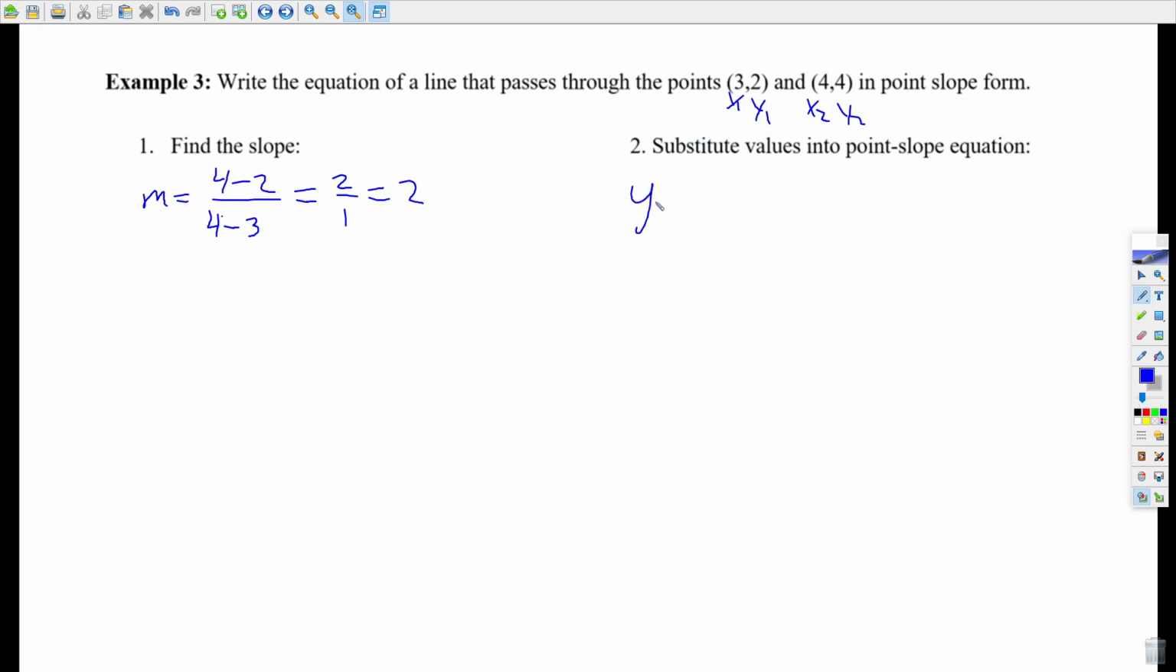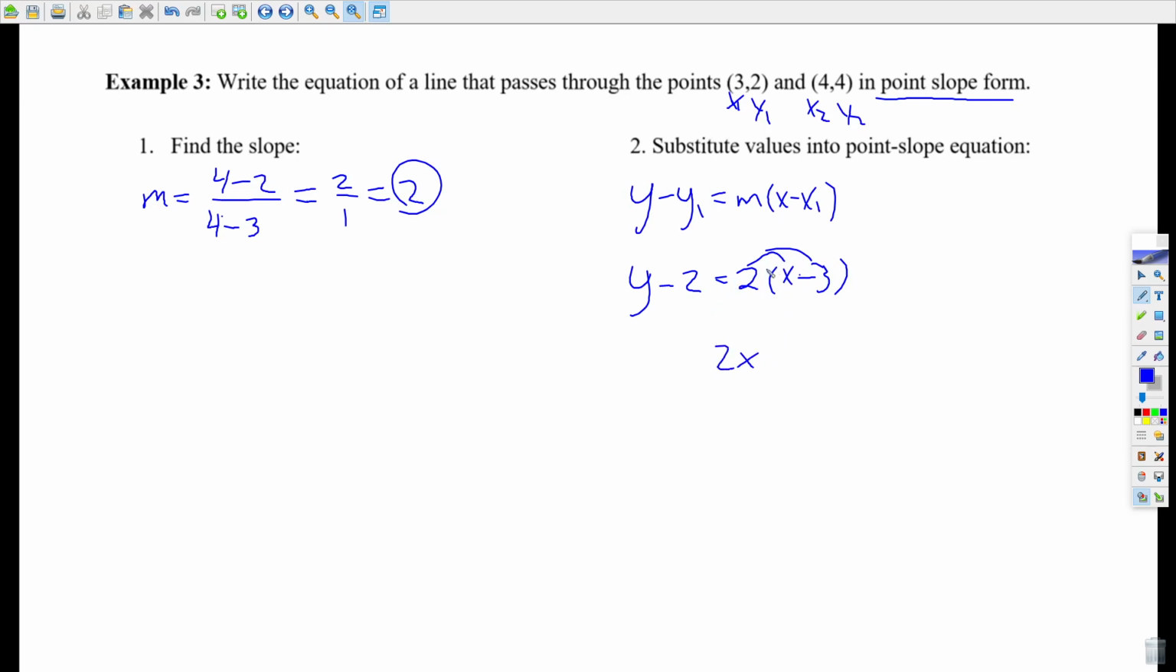Substitute values in the point slope. So you don't have to write this out every single time, but you do have to know the formula. So that'll be y minus what's y1, 2, equals our slope, which we got over here. It's also 2 times x minus x1, 3. Now the directions in here actually say to do this in point slope form. So this actually would be your answer, but I'm going to practice going a little further. You could be done at this point, but we're going to do what we normally do.